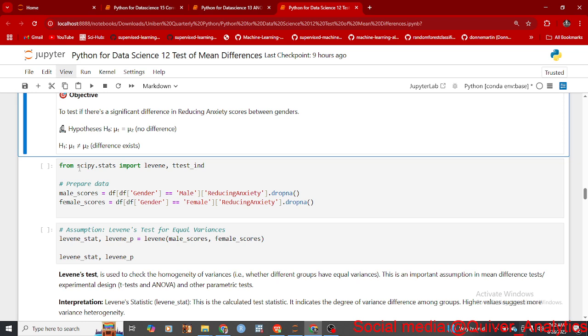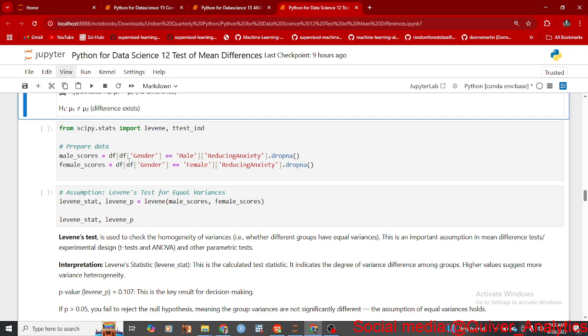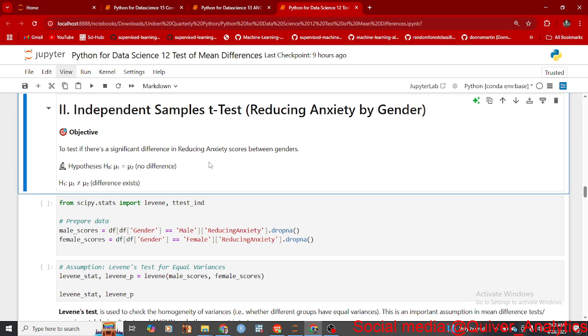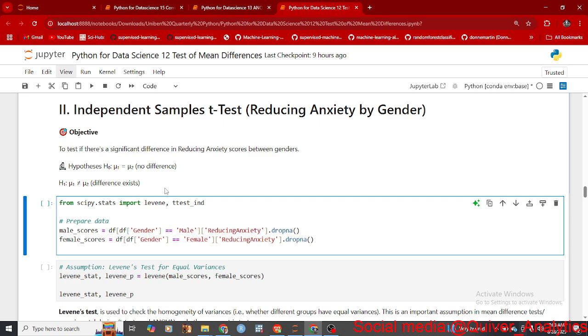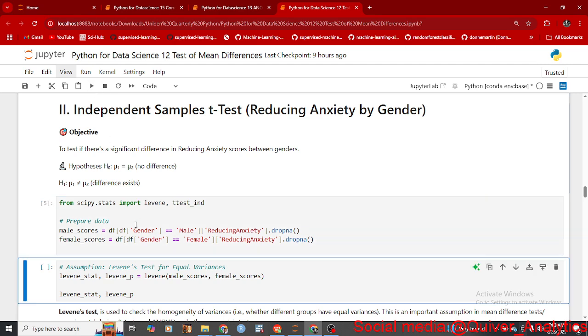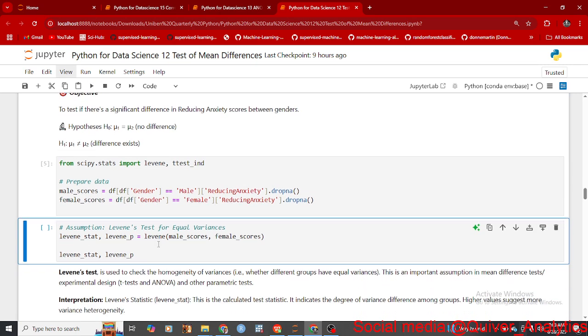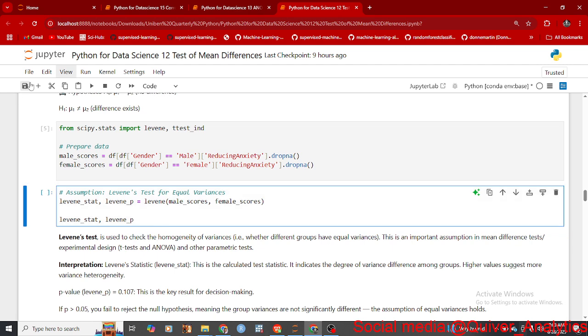All right. So from SciPy, although we already did this, we'll still run it. Now we categorize, because in our data male and female are in the same column. So here we put all the males in one group and females in the other. All right, so we run this. Then for the variance test, let's run the variance test.